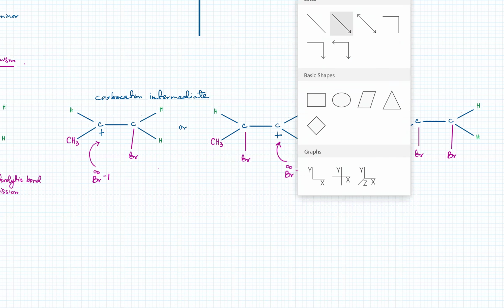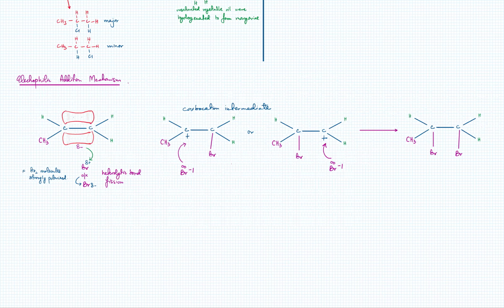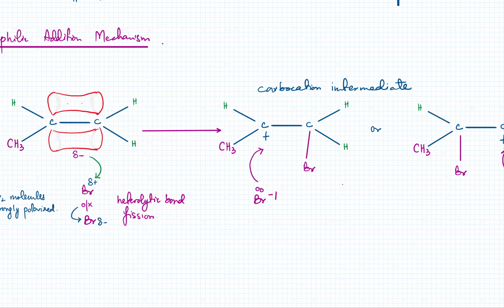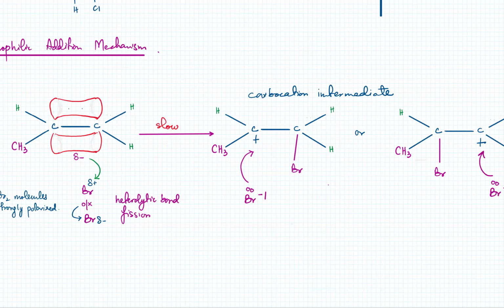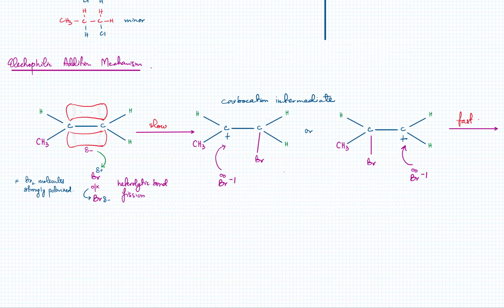So that's it. Okay? That's your whole mechanism. So it's a two-step mechanism. You can remember it's a two-step mechanism. A carbocation intermediate is formed, and then you get the product. The first step is the slow step, and the second one is usually your fast step. Okay? And make sure you know it's a two-step mechanism.